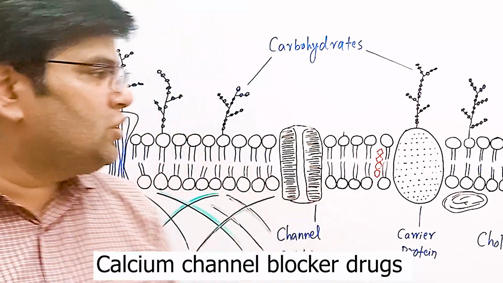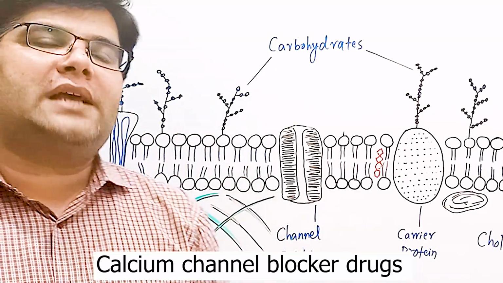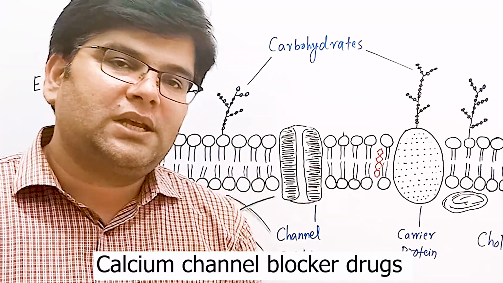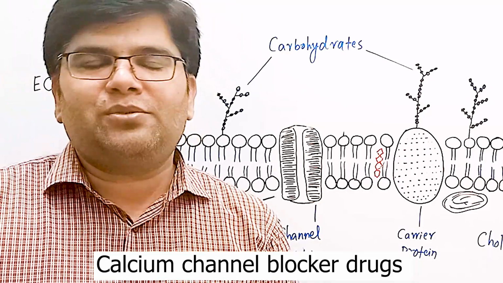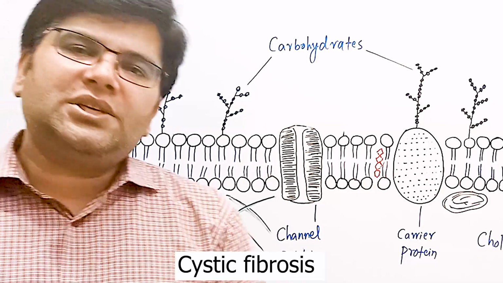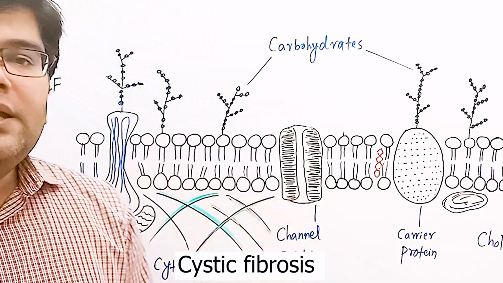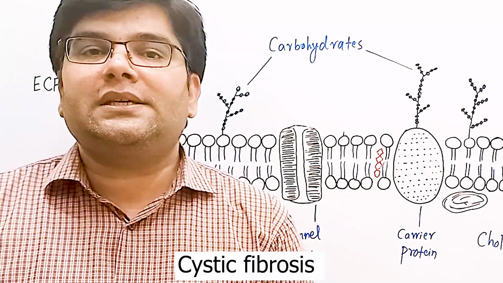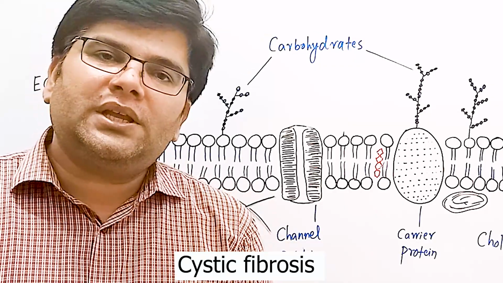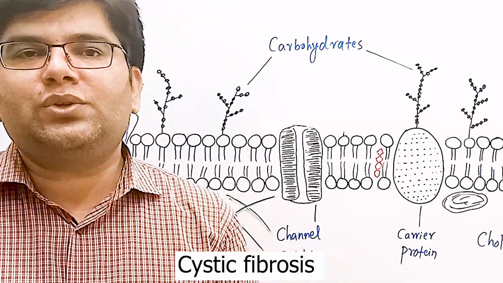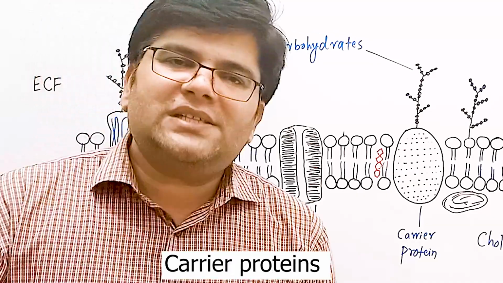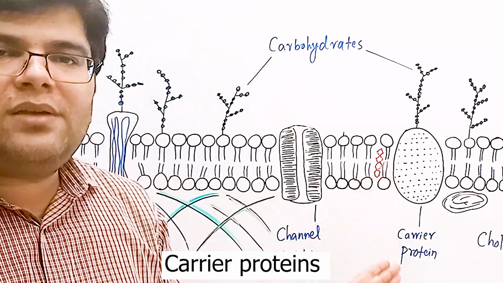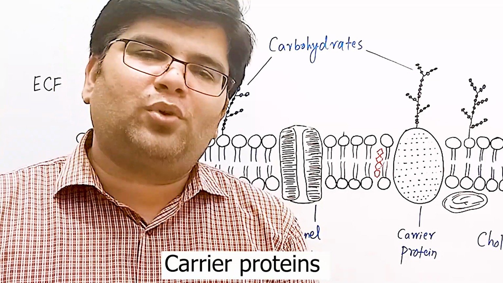Some channels can be closed by some drugs. For example, calcium channels can be closed by calcium channel blocker drugs, and these drugs can be used for the treatment of hypertension and some types of arrhythmias. Mutations in some types of channels can cause certain deadly diseases. For example, mutation in a type of chloride channel leads to a disease which is called cystic fibrosis. After channels, another type of transport protein is the carrier protein, which is also a transmembrane protein.